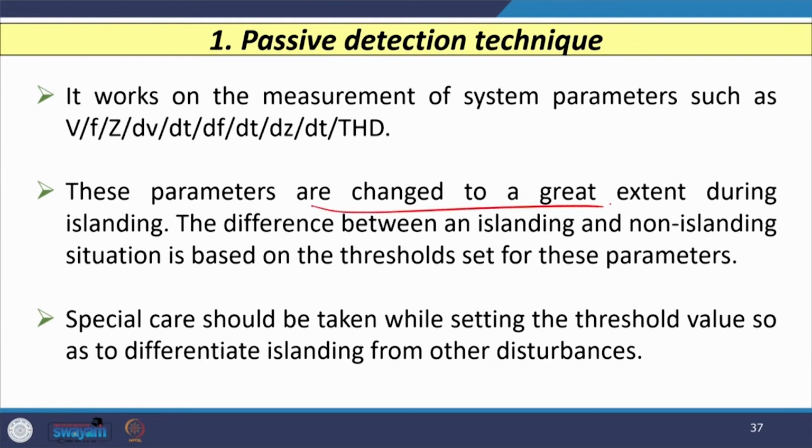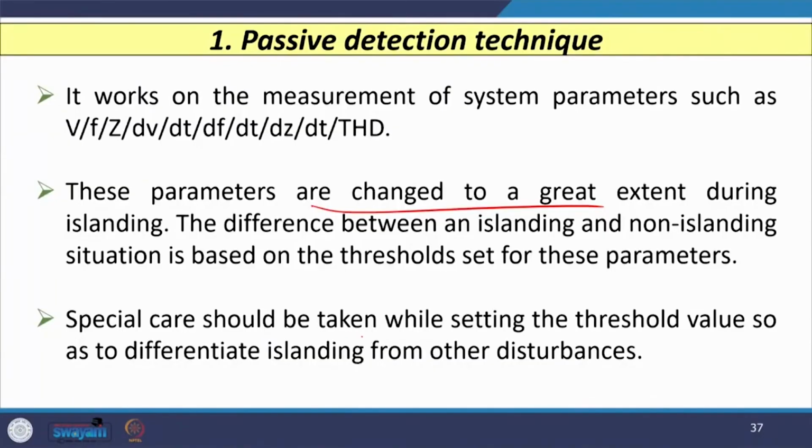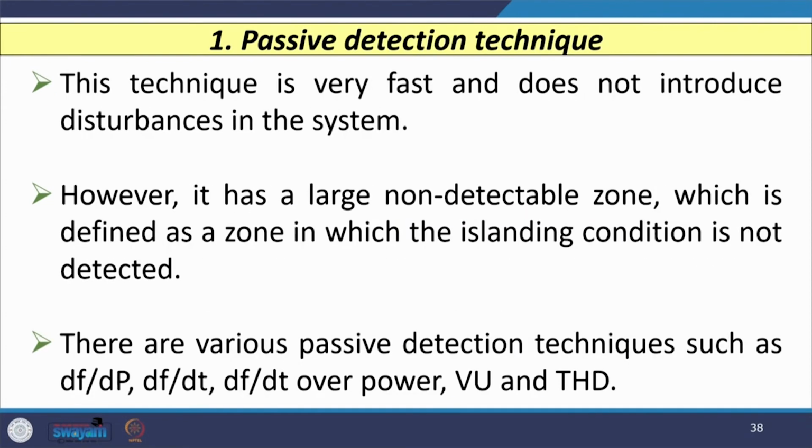These parameters change to a great extent during the islanding condition. So, the difference between the islanding and non-islanding situation can be assessed by comparing these parameters with some predetermined threshold value. Special care is required while setting the threshold value, so that there is no nuisance tripping when no islanding situation exists. This technique is very fast and it does not introduce disturbances in the system like other active detection techniques.